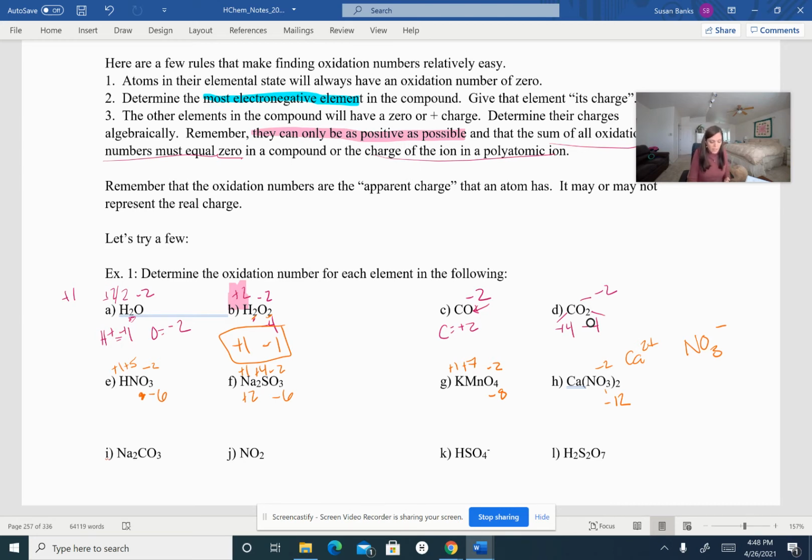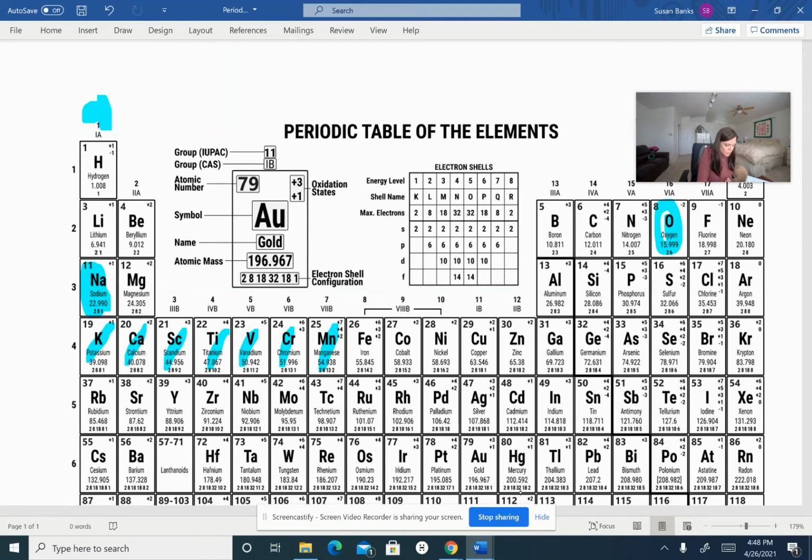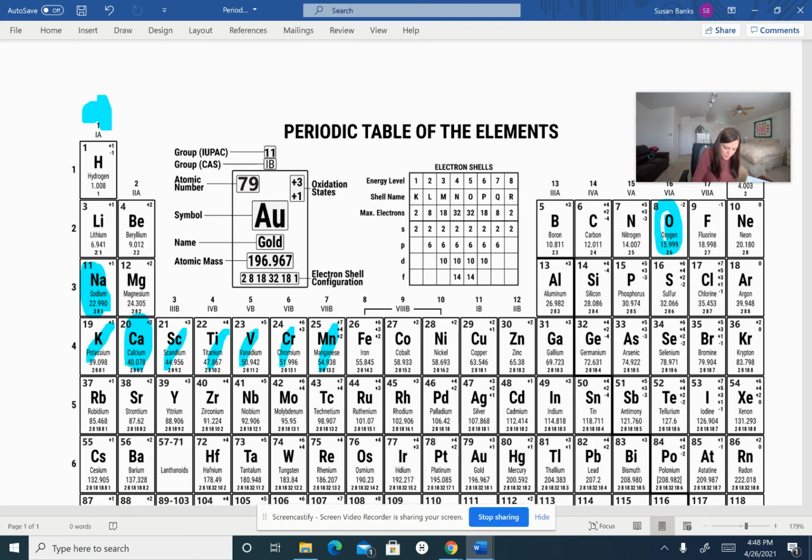Okay, we know that calcium is in this second column right here. So it's going to have a +2 charge. Okay, so we can know that already.